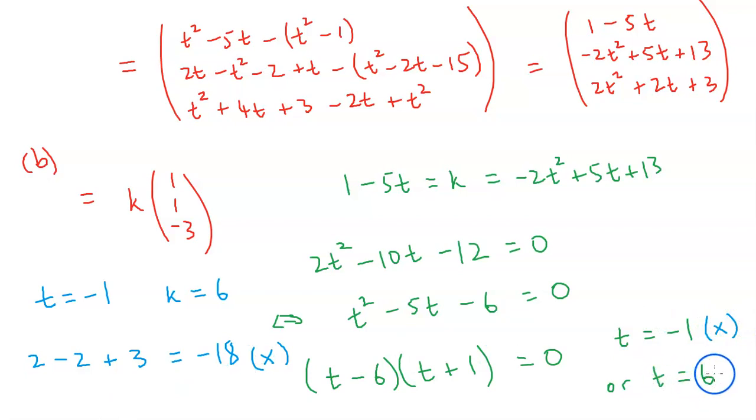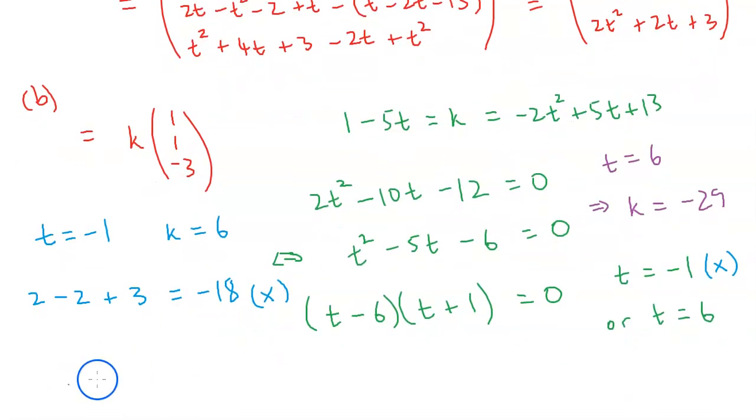However, if t is equal to 6, then we have that k is equal to -29 by this equation here. And so we should also have that 2 times 6 squared plus 2 times 6 plus 3 is equal to -29 times -3, so k times -3. So that would just be 29 times 3. 20 times 3 is 60. 9 times 3 is 27. So that would be 87.